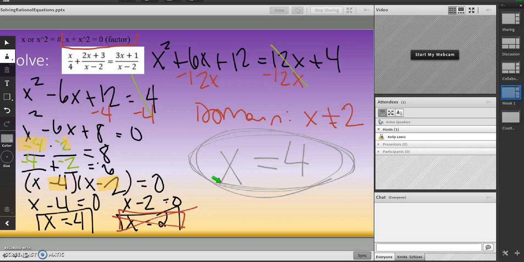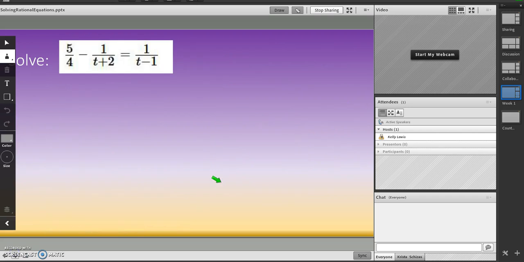Okay, so I just finished this problem. Let's go on to the next one. So here we are. Looks super duper scary. Okay. But we can still do it. So my suggestion, the first thing we need to do is least common denominator.